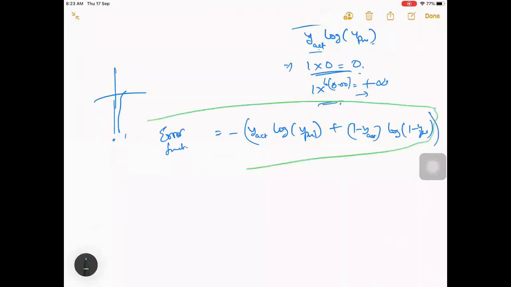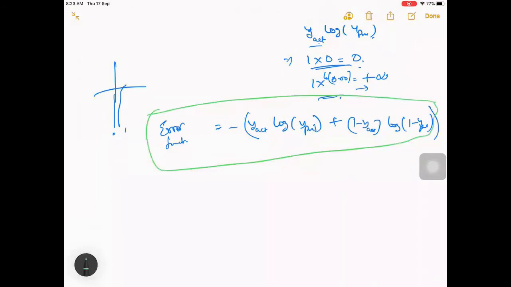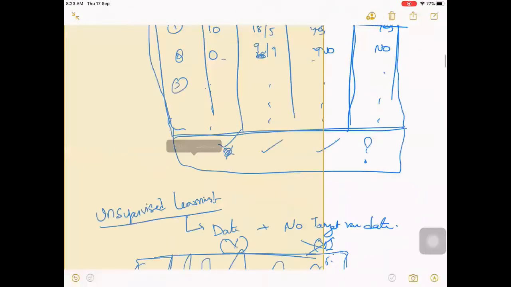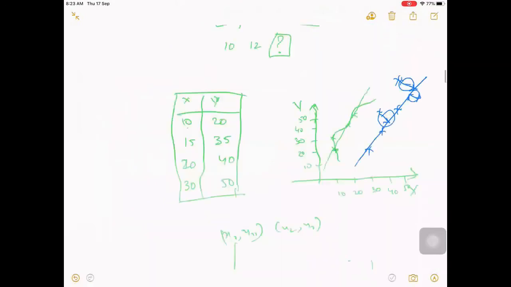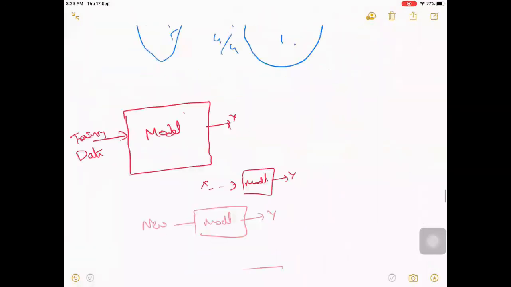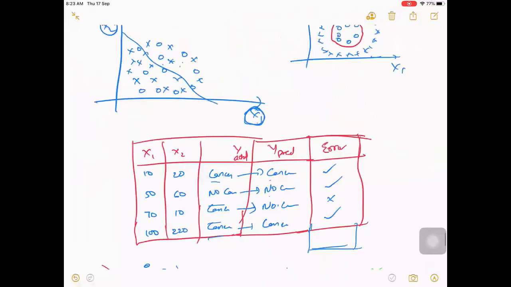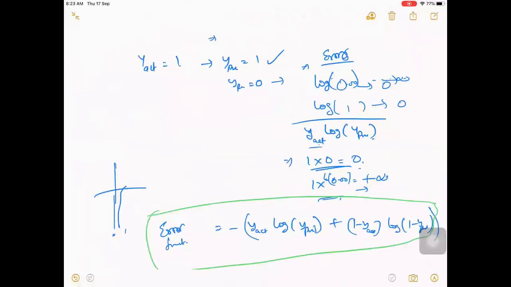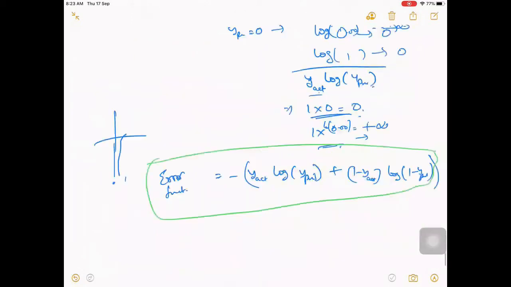Do you have any doubts in this error function? This is quite an important concept, so let's clarify it now itself. Are you able to understand this error function, or do I have to explain it in detail? I don't get a response, so we'll do one thing. Again, take these 4 values and see what our error value would be.